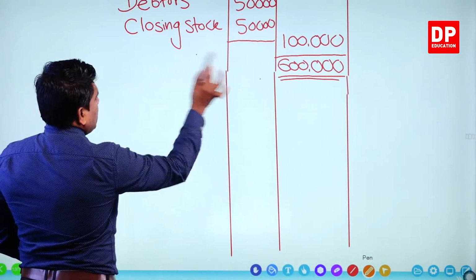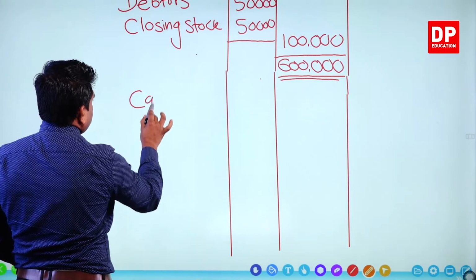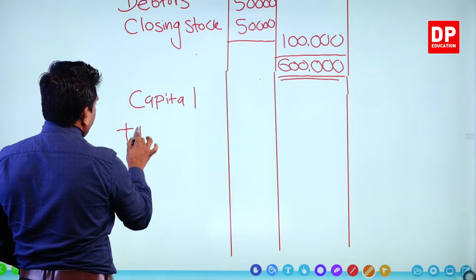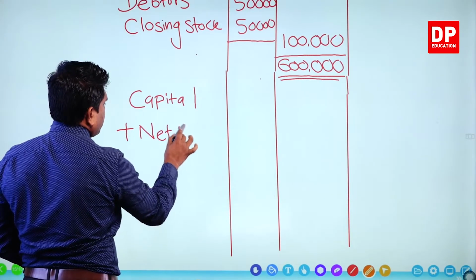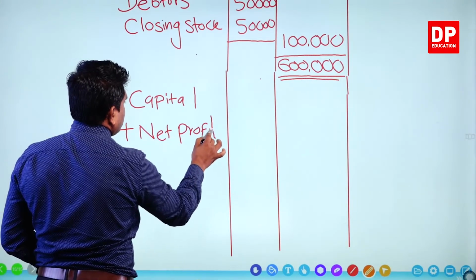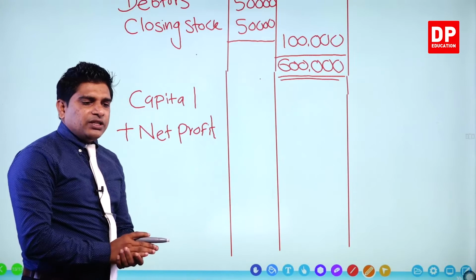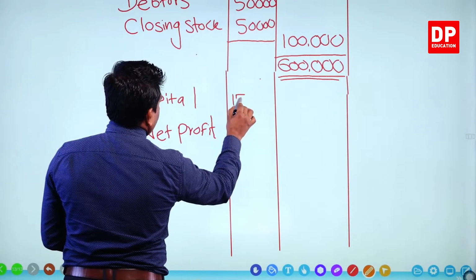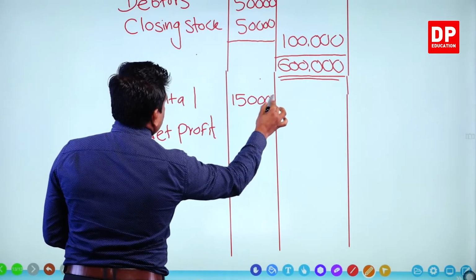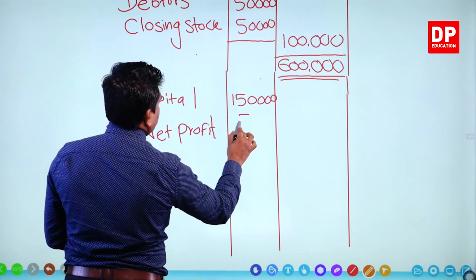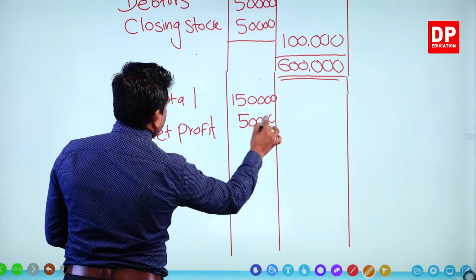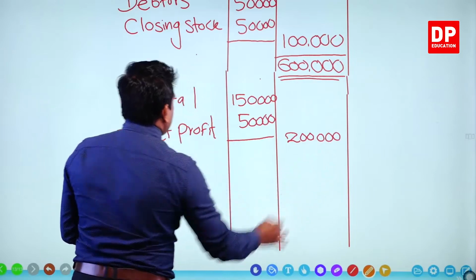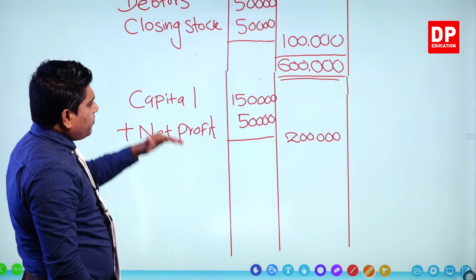Now, asset side finished, then capital. In the same question, what is given? Net profit also. Net profit we have to add to this. How much is the capital given in this question? 150,000. How much the net profit? 50,000. Then total value of the capital how much? 200,000. Assets equal capital plus liabilities.